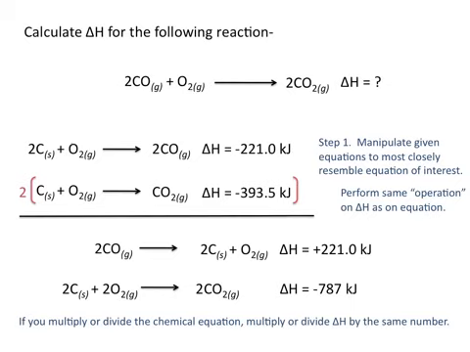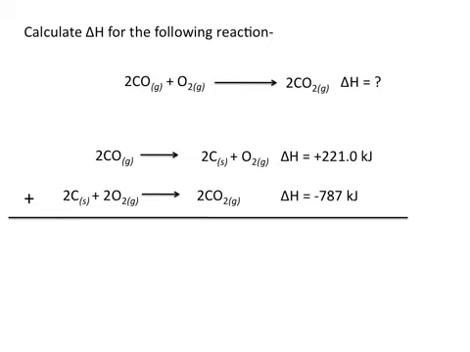And again, I want to perform the same operation on delta H as I did on the equation. So if I multiplied the equation by 2, I need to multiply the delta H value by 2. So if the reaction carbon plus O2 gives us CO2 had a delta H value of negative 393.5 kilojoules per mole, then the reaction 2 carbon plus 2 O2 gives us 2 CO2 has a delta H value of negative 787 kilojoules per mole.